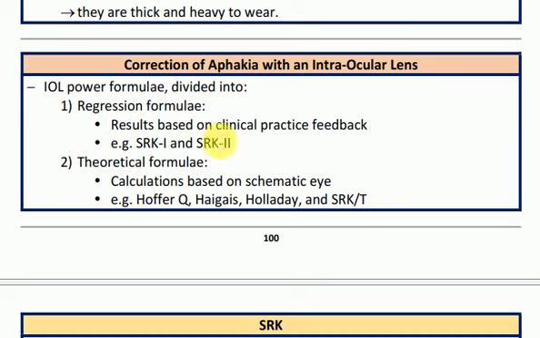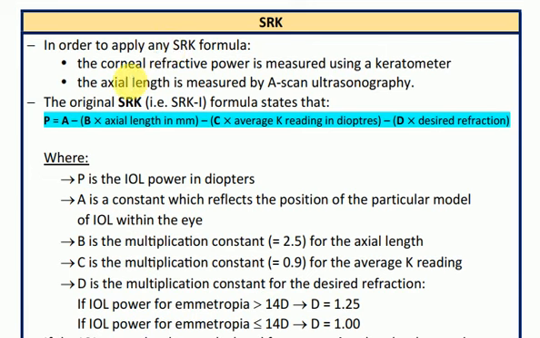Regression formulas result from clinical practice feedback, for example, SRK1, SRK2. Theoretical formulas are calculated based on a schematic eye: Hoffer Q, Haigis, Holladay, and SRK/T. In order to apply the SRK formula, the corneal refractive power is measured using a keratometer. The axial length is measured by scan ultrasonography.